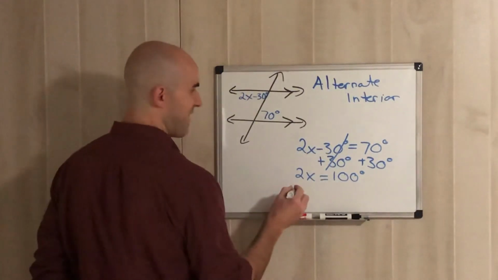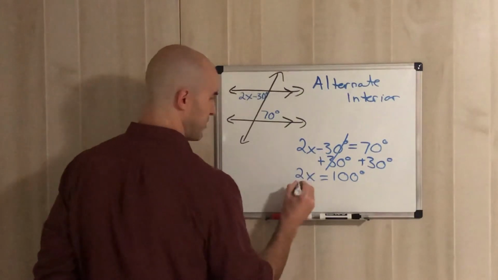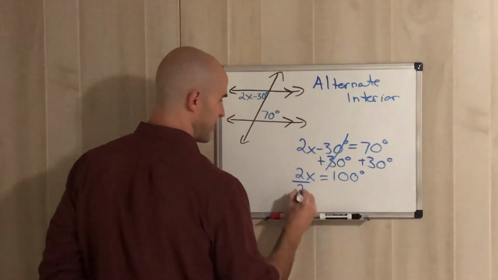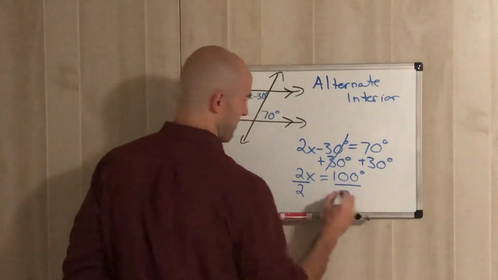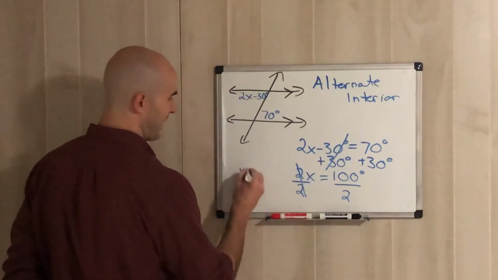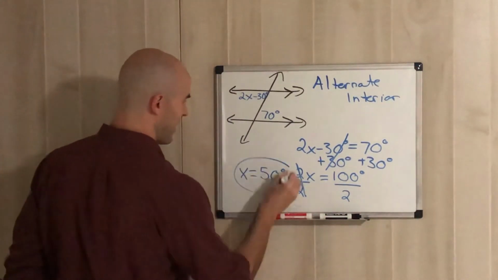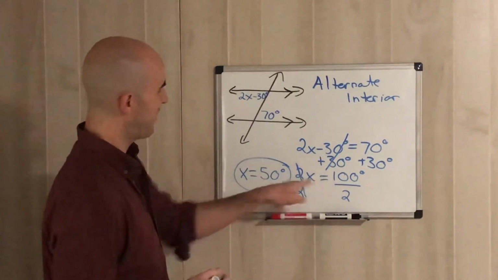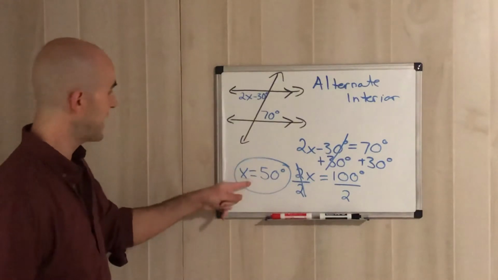Because once you have that, again, you want to get x by itself. The opposite of multiplication, the inverse of multiplication, is division. And if I divide this side by 2, I've got to divide this side by 2, right? The 2's eliminate, and we're left with x equals 50 degrees. And again, we got 50 just because 100 divided by 2 is 50. There's our answer. And again, if you want to check it, you could.